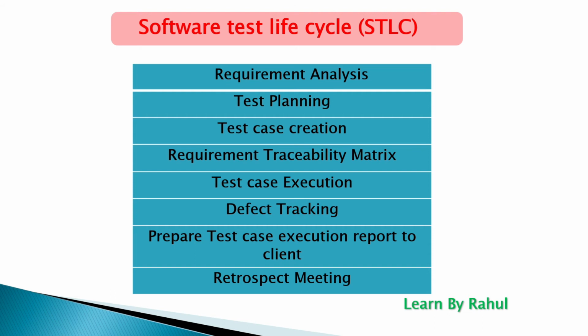After completing the requirement traceability matrix, the test cases are reviewed to ensure that all the requirements are covered. Then we move on to test case execution. Here we execute all the test cases one by one, and if we find any defects, it is covered under defect tracking. Defect tracking is nothing but if we find any defect, we contact the developer again, right?